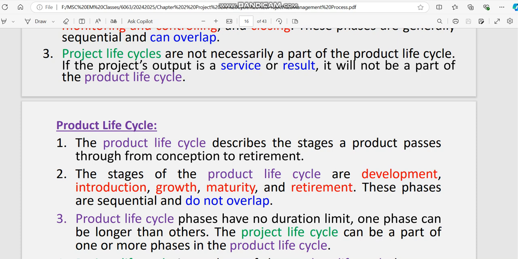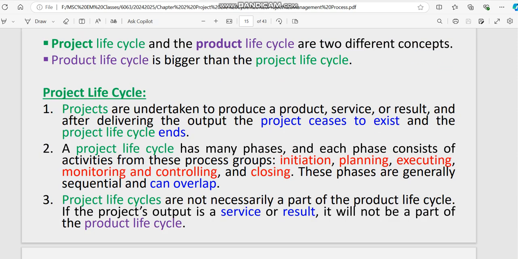Okay, so lastly, I just want to quickly go through with you the difference between product life cycle and project life cycle. So when we talk about project life cycle, obviously we're talking about all the efforts, all the phases a project has to go through. It's more on the activities, okay?